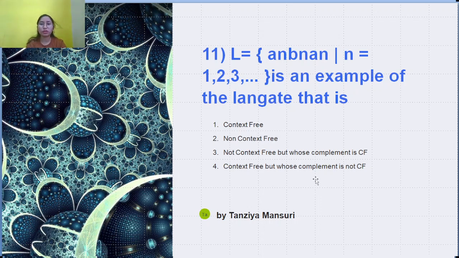Okay, now we are going to solve another question. Question number 11. What does this question say? It says we have given a language L which contains a to the power n, b to the power n, a to the power n, where n equal to 1 to 3, is an example of the language that is: option A, context free; option B, non-context free; option C, non-context free but whose complement is CF; and option D, context free but whose complement is not context free.